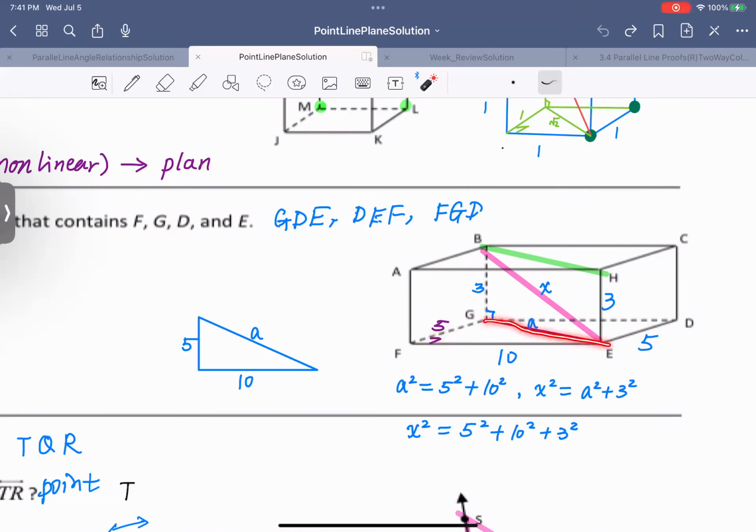So that guy, a square, is 5 square plus 10 square. And then you will have here x. This guy square will be that guy square plus that guy square. So that guy square equals this. So x square will be 5 square plus 10 square plus 3 square. That's how you can get the diagonal here. That's what's going on for getting this diagonal.